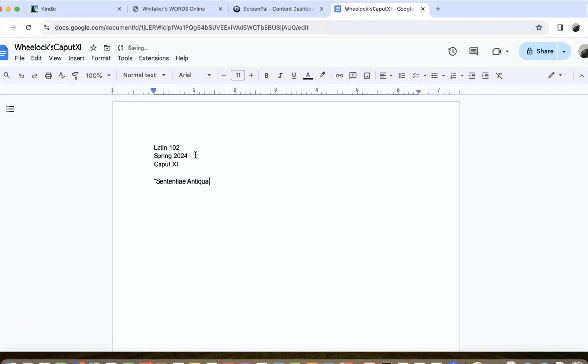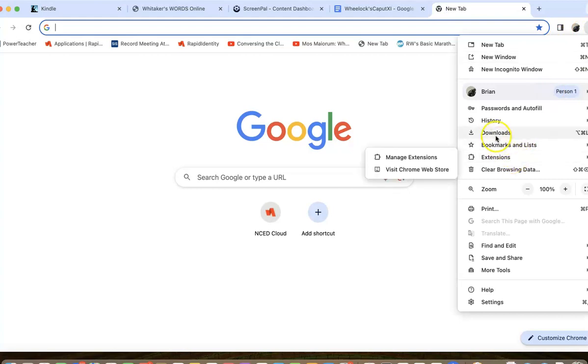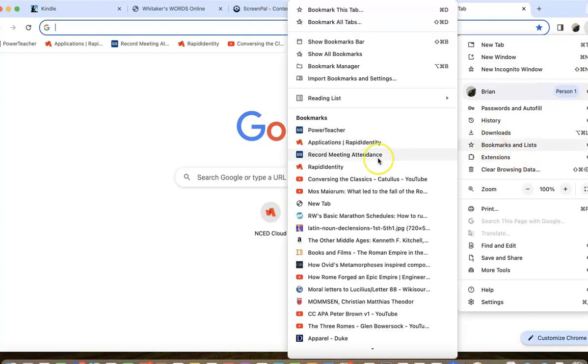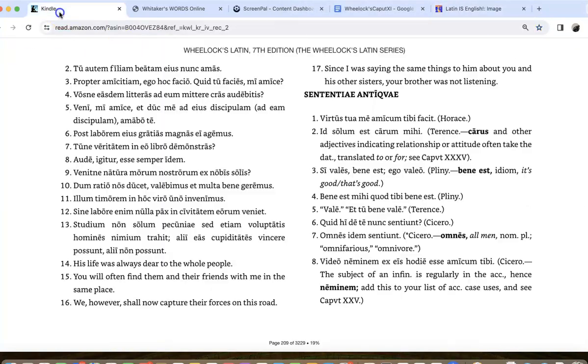Antiquae, which literally means ancient sentences, but probably ancient proverbs or sayings would be closer to the mark. All right, let's take a look at that here. I should have had this up earlier. I apologize. Let me pull up some of our aids. This is also helpful right here in terms of the declensions. All right, here we go.